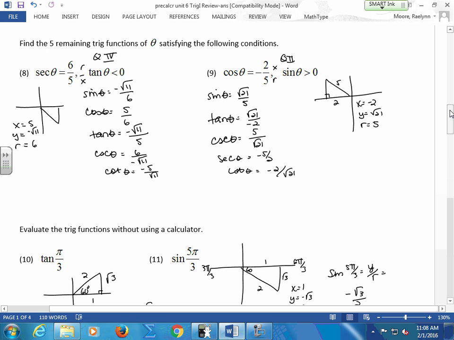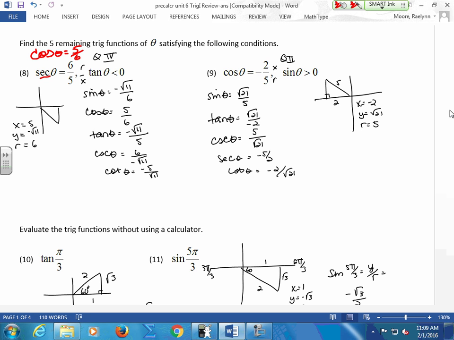Now we get a little trickier. I give you a function, and if I just gave you the secant, you could say secant is the reciprocal of which one? Cosine. So I'm going to turn this over to cosine because I don't really like looking at secant. So if I take that reciprocal, I take this reciprocal.